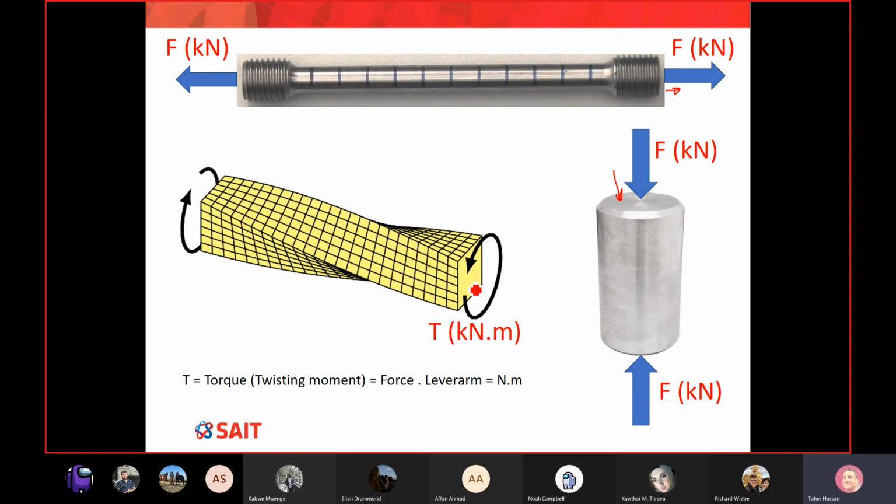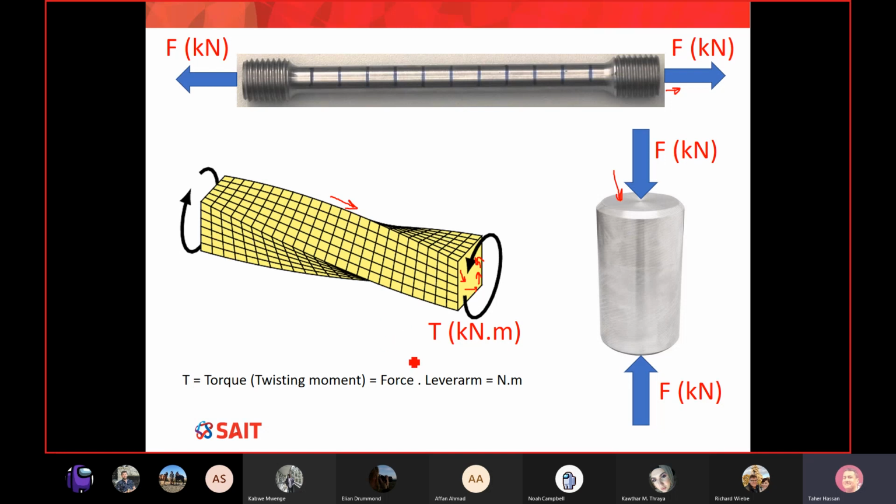So as we apply this twist moment on the cross section, there will be stresses going this way, in the same plane as the cross section. So this is called shear stress. And also on these fibers here, we will get some tension stresses.